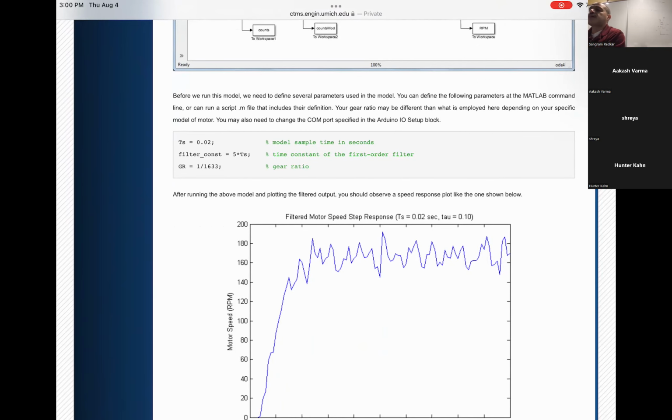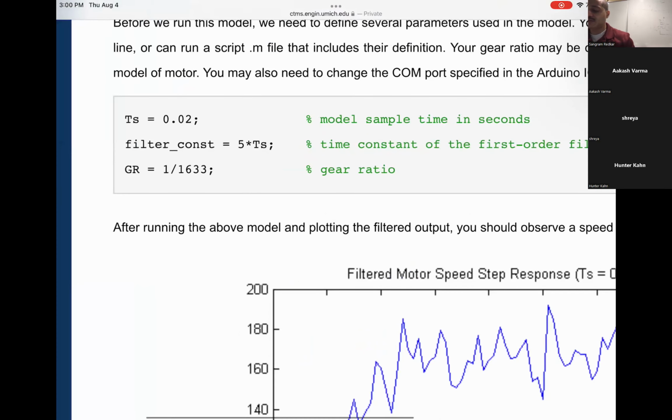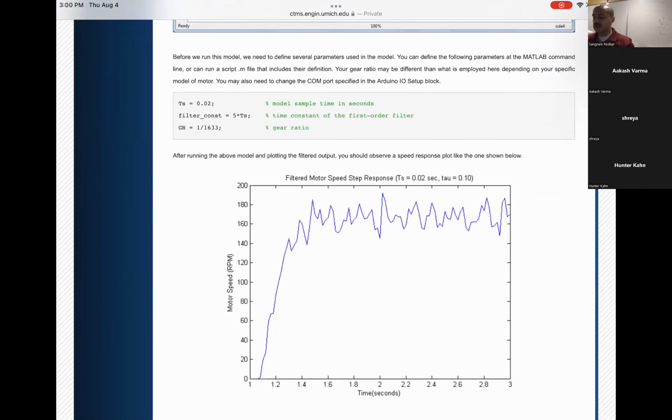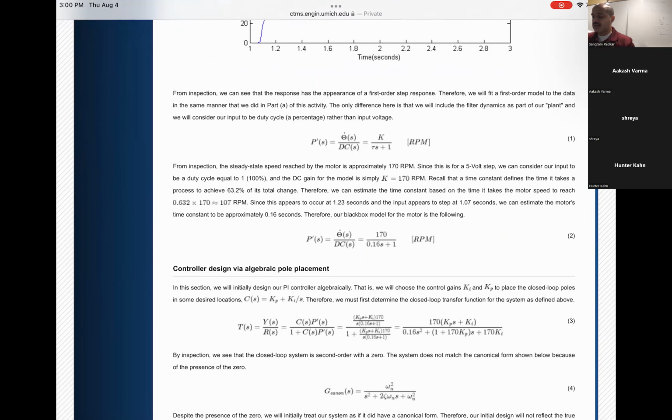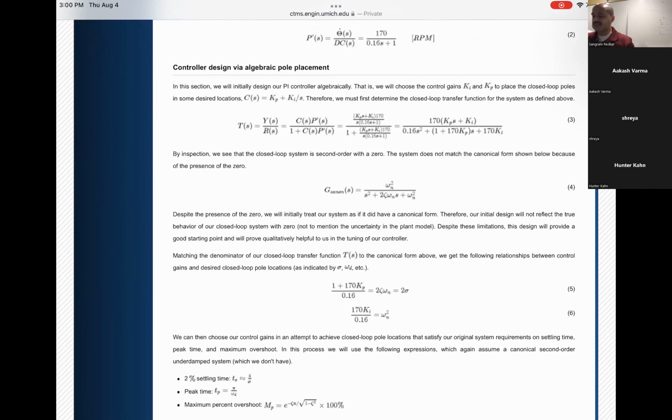So if you look at the spec for the GJY370, it will tell you the gear ratio. Can you see that gear ratio here? Can you see the gear ratio? This guy, gear ratio. So what you will do is look at the specs of this motor and then apply the gear ratio. And then you can actually perform the analysis.